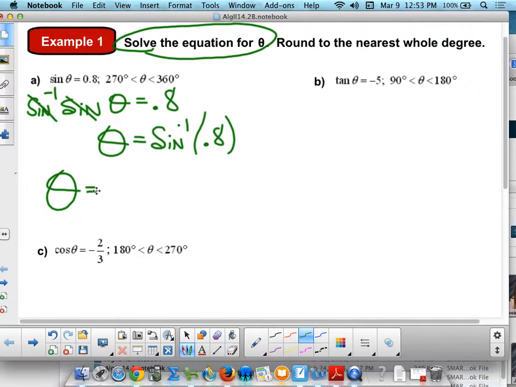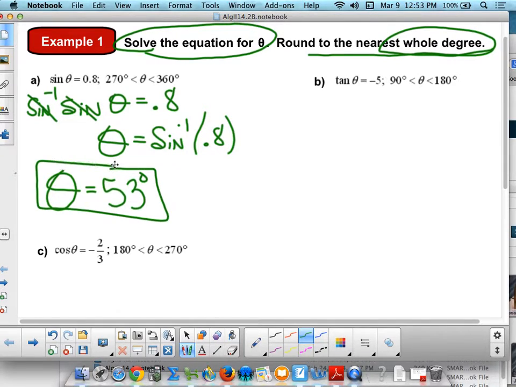Now you can punch it in. 53.13. Do me a favor, round to the nearest what? Whole degree. 53. So the answer is 53 degrees, right?